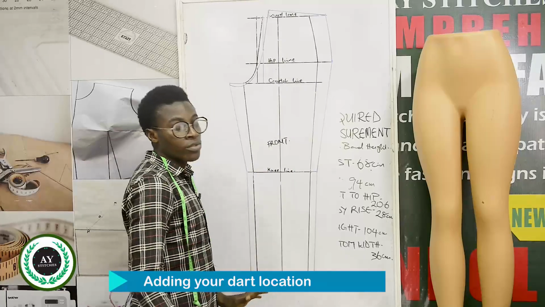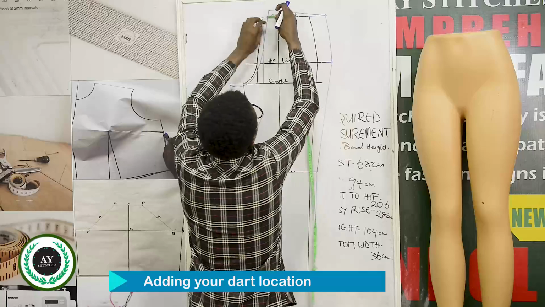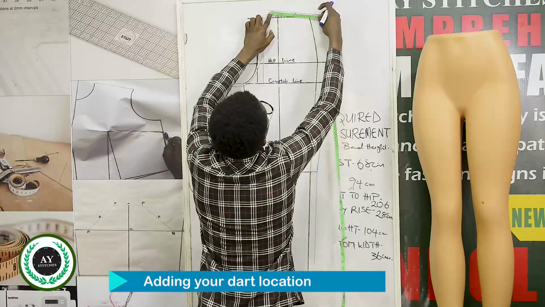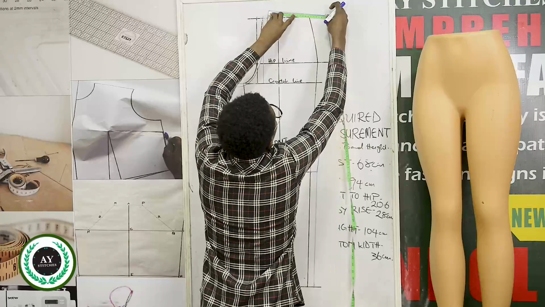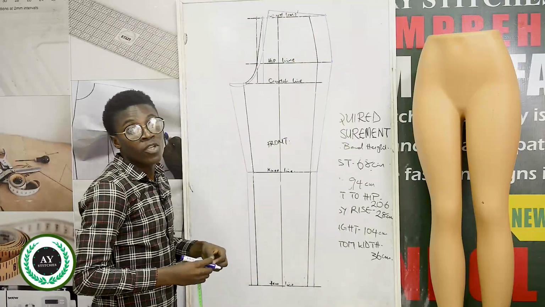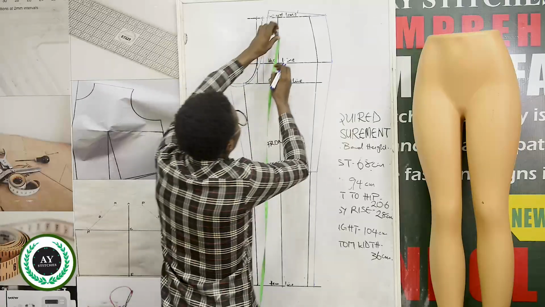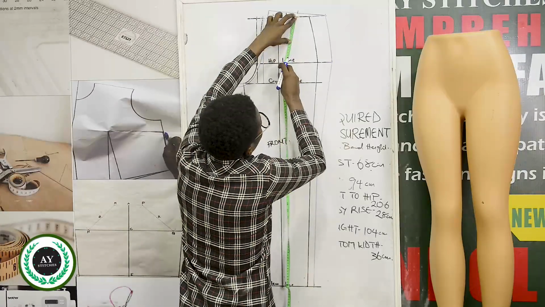To get the dart location, all you need to do is measure your back waist, which I have as 21. So get the midpoint, which is 10.5. So you are going to be squaring down this dart leg by 10 centimeter.